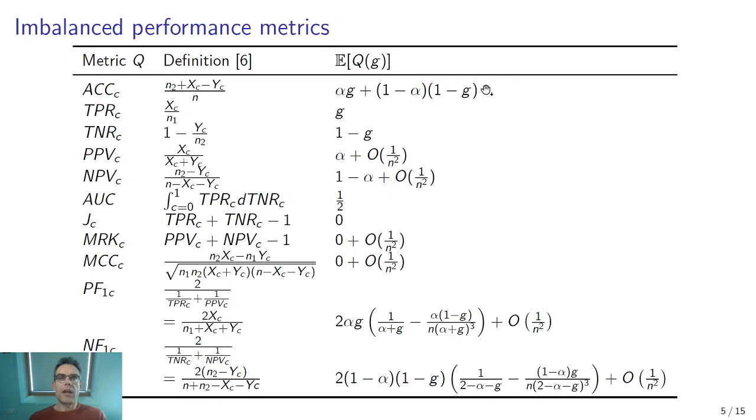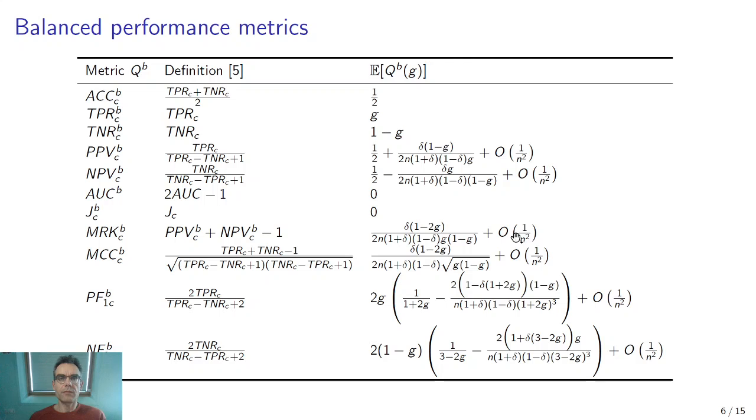Unless G is half, then the expected accuracy is also half. But if you choose G equal to alpha, this becomes a quadratic function. And the F1 is a nonlinear function of both alpha and G, but also the sample size. And I'm going to show you an example of this function later on.